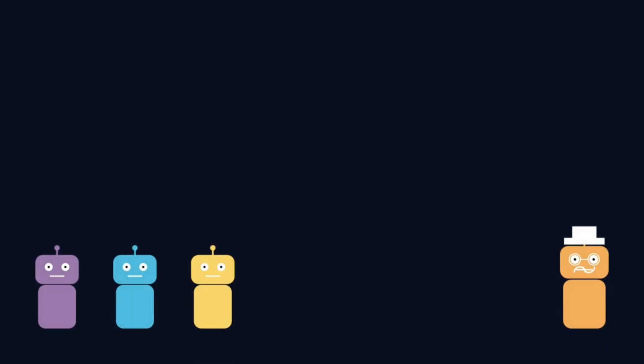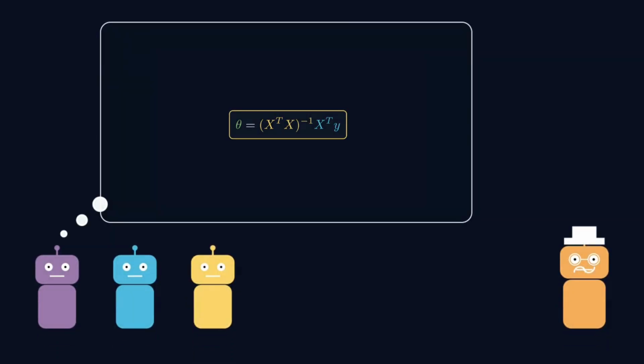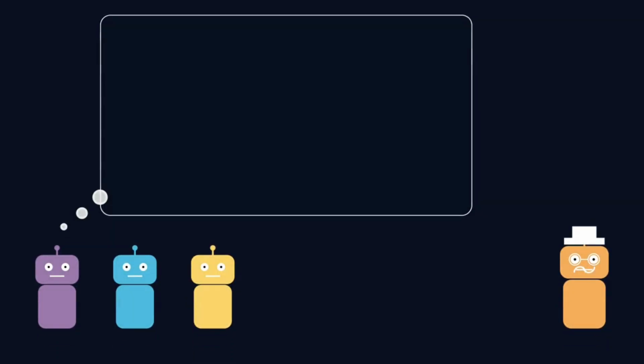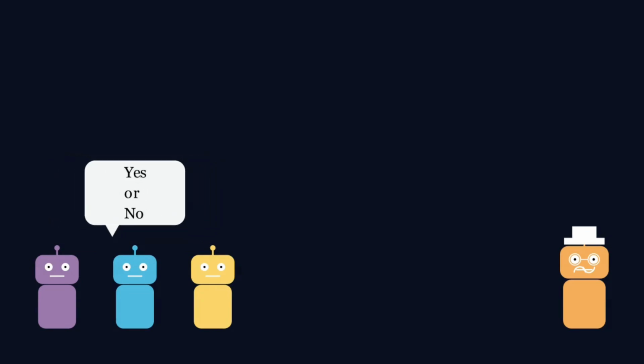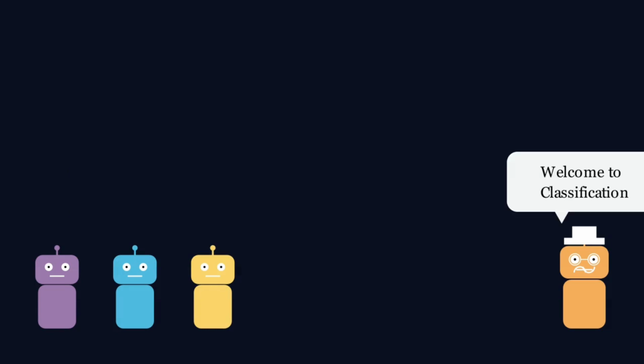Last video, we learned how to predict a number. And while numbers are useful, what happens if the thing we want to predict isn't a number? What if we want an answer? Yes or no? Malignant or benign? That's a completely different kind of problem. And it turns out the way a computer learns to answer it is surprisingly beautiful. This is classification, and in this video is where things get interesting.